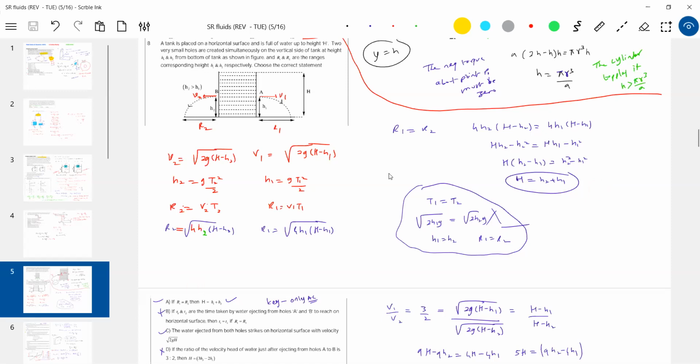Okay. If T1 and T2 are the time taken by water ejecting from holes A and B to reach the horizontal surface, then T1 equal to T2. Let me equate the times. If T1 equal to T2, then H1 equal to H2. If H1 equal to H2, then what will happen to range? Will they be equal?